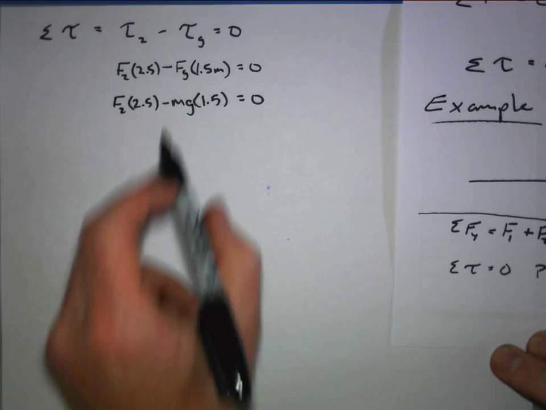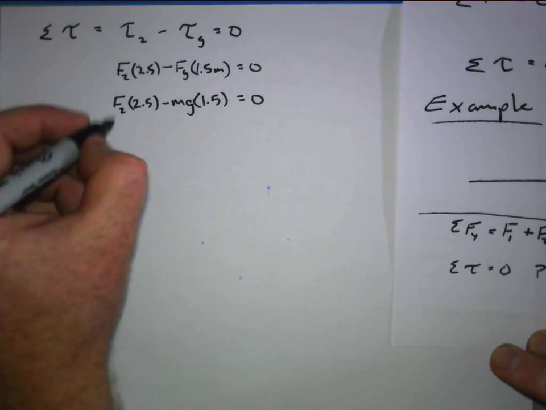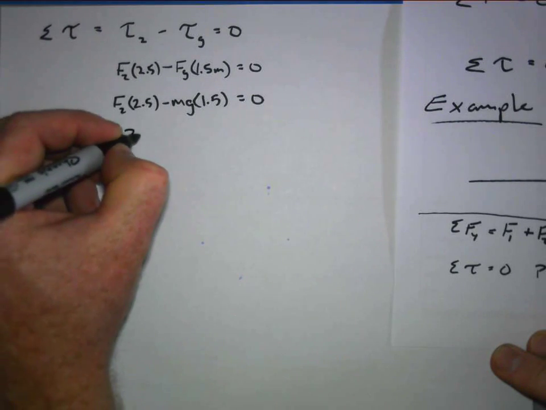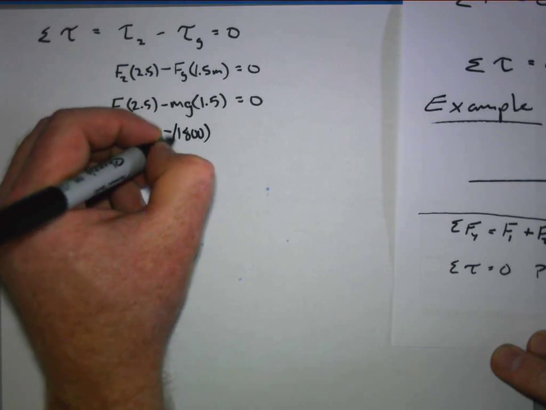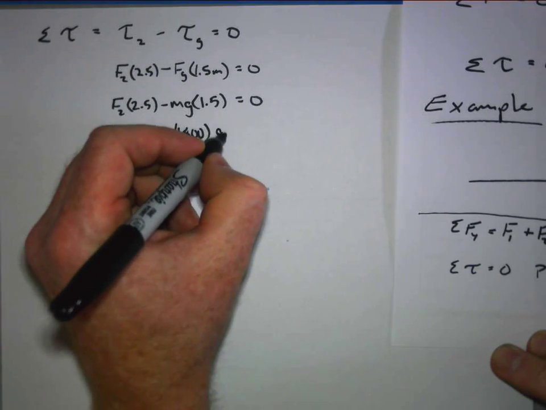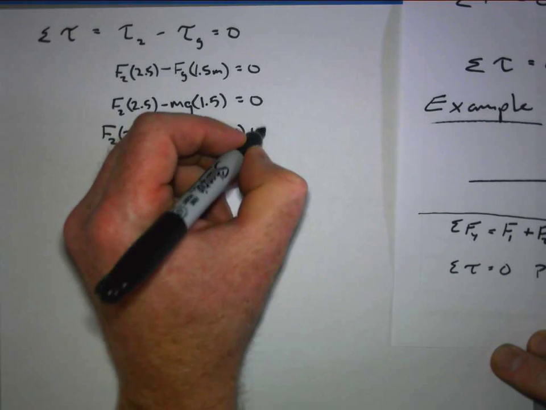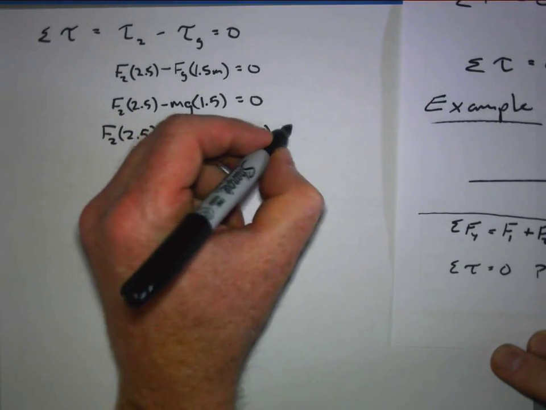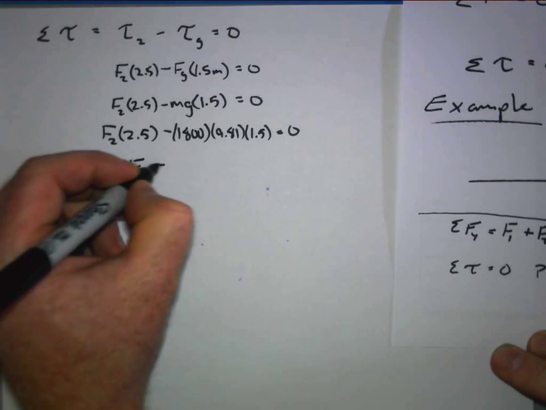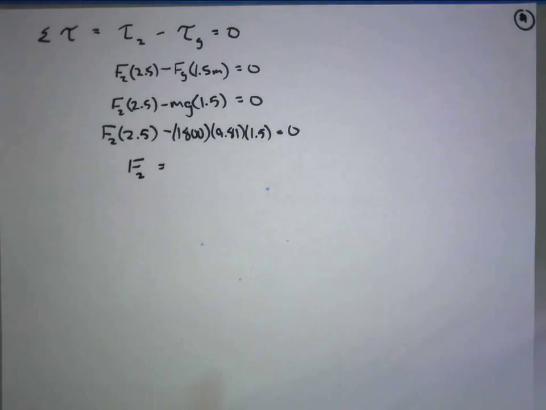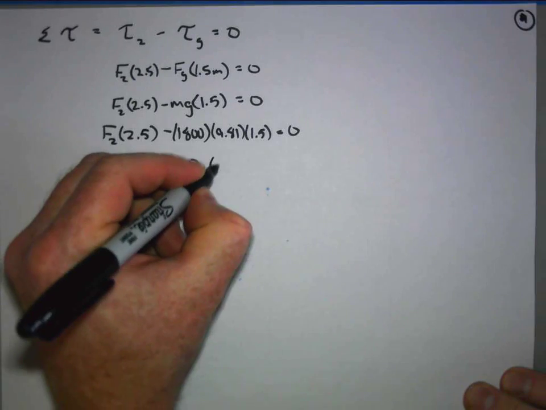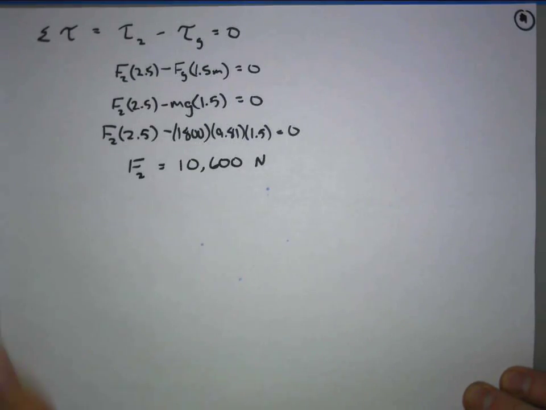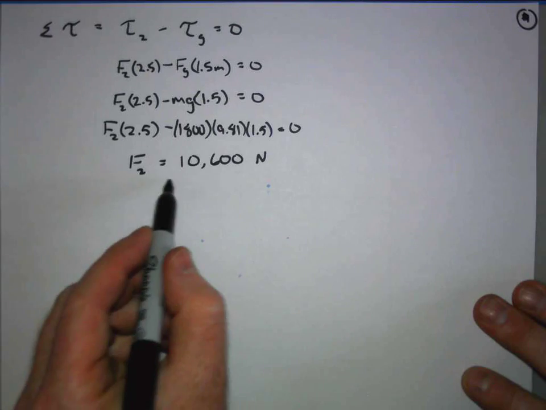But I only have one unknown. I know m, I know g. So let's solve this. Mass was 1,800 kilograms. And g is just our 9.81. When I work this out, allowing for a bit of rounding, I end up getting 10,600 newtons, roughly.